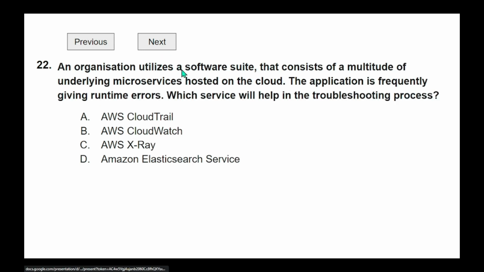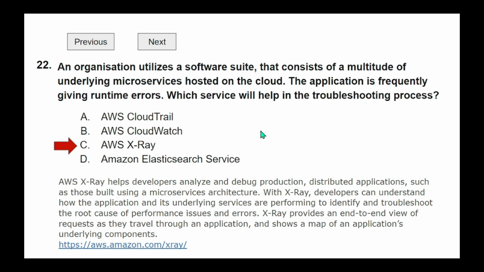Question 22. An organization utilizes a software suite that consists of a multitude of underlying microservices hosted on the AWS cloud. The application is frequently giving runtime errors. Which service will help in the troubleshooting process? Option A, is it Amazon CloudTrail? Well, we said CloudTrail will help you in security auditing of your account. CloudWatch, we said, will provide you the dashboard to monitor performance and health of your AWS resources. Is it AWS X-Ray?